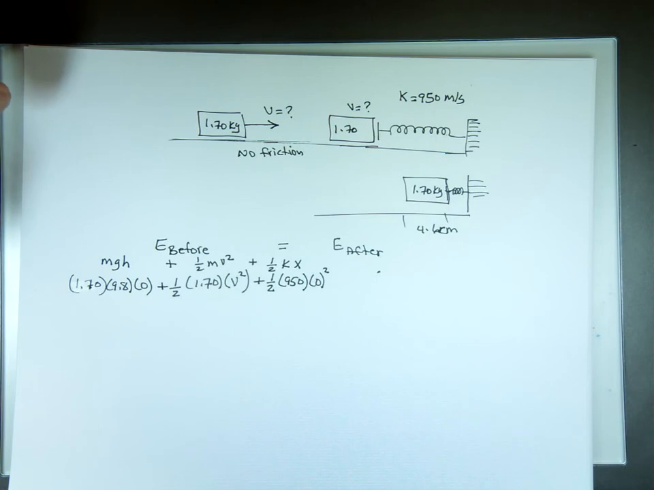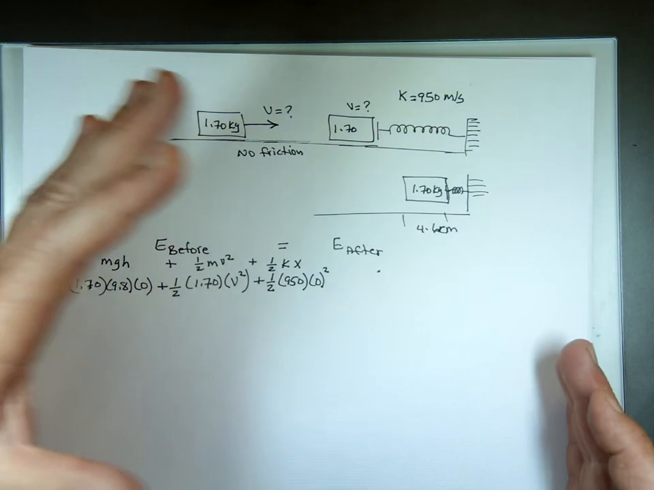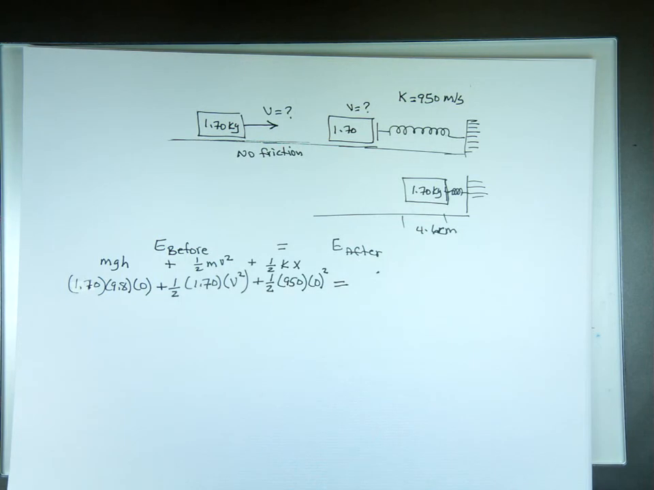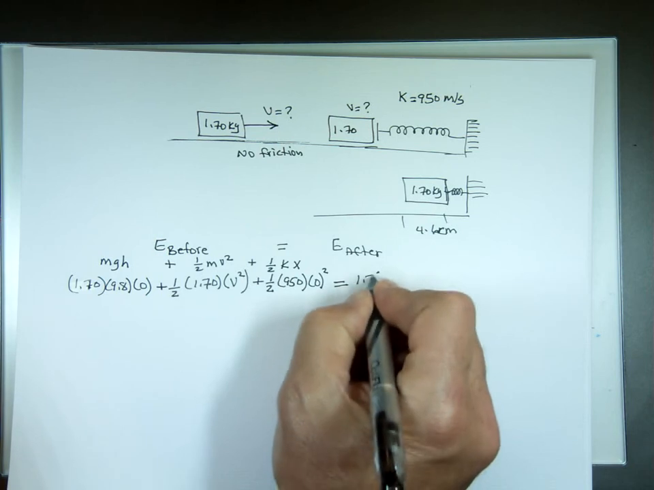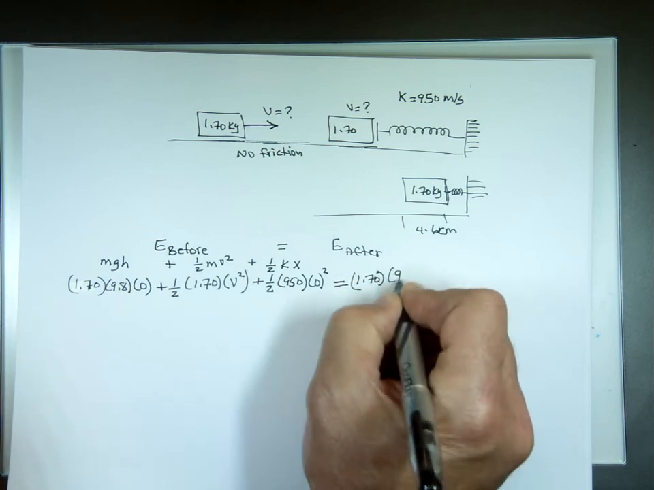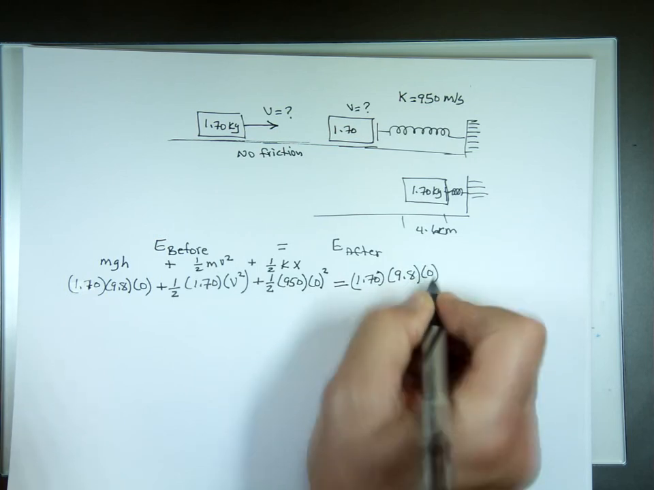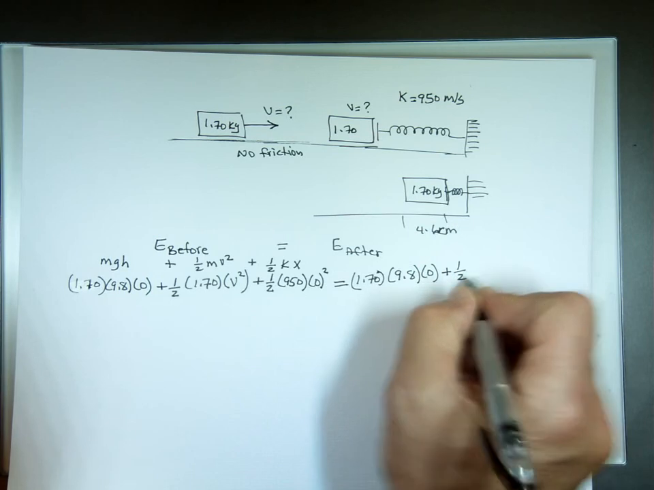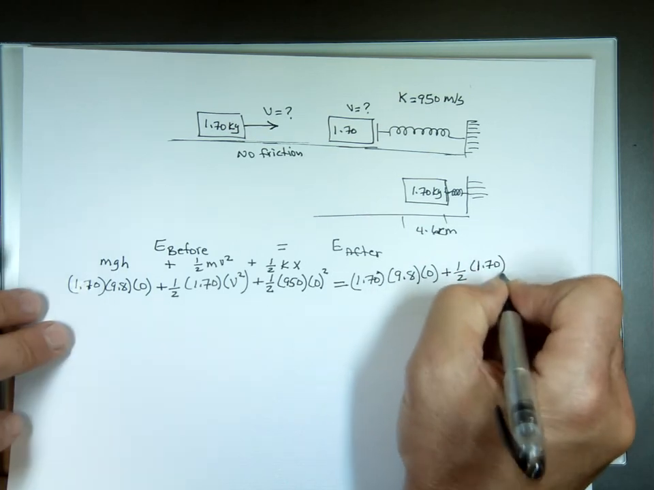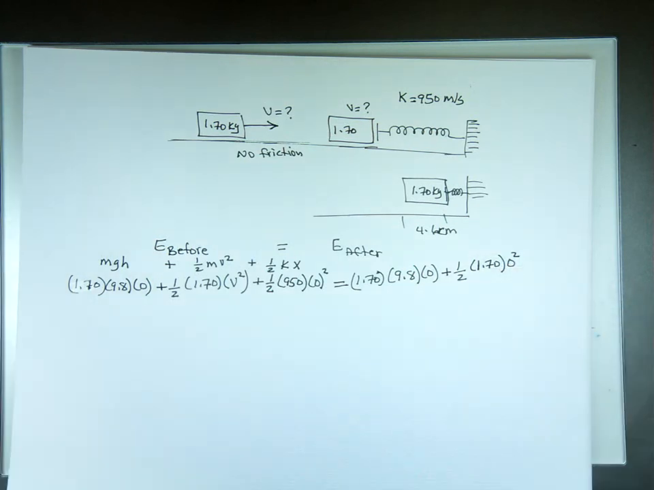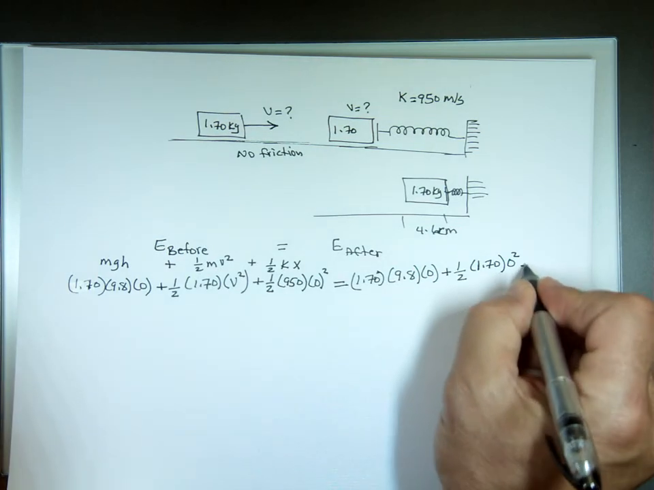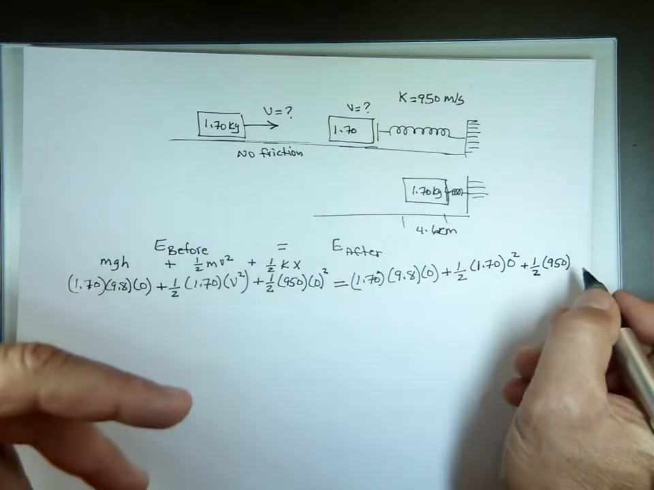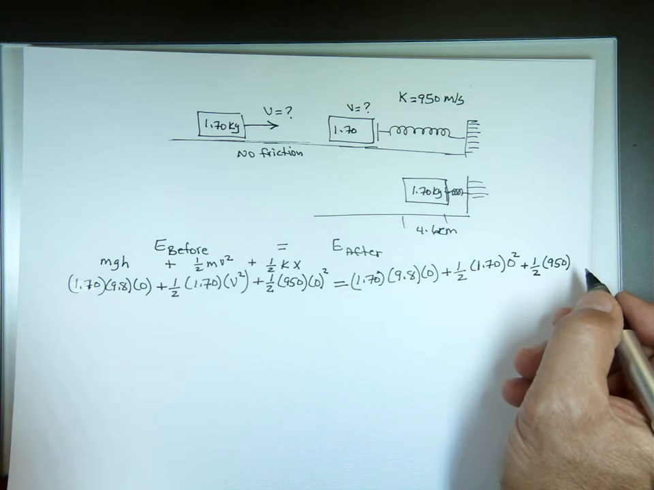The block comes in, pushes on the spring, they collide, and they stop. So let's see the after. What's my potential energy? Mass, 1.70, gravity, which is what? 9.8. And what's the height? Still 0, it's a horizontal table. What about the kinetic energy? Is that block of wood still moving? No, velocity is 0. What about the spring? 1/2 K, which is 950, times D squared. And what's D here? Change it to meters: 0.046 squared.